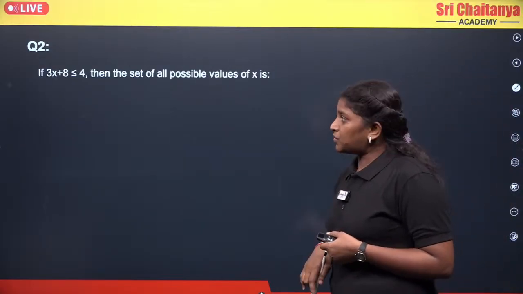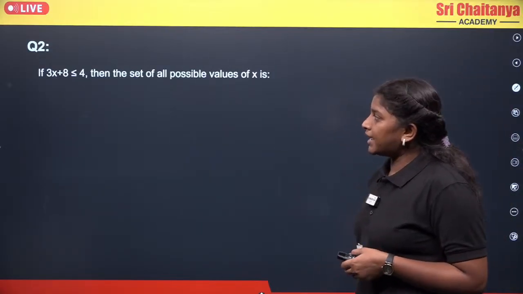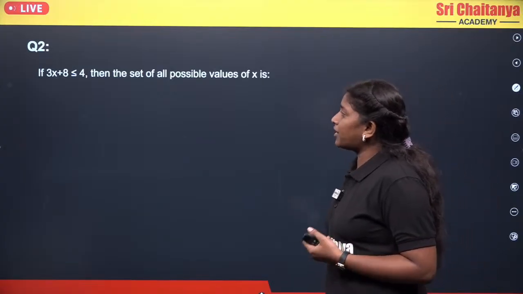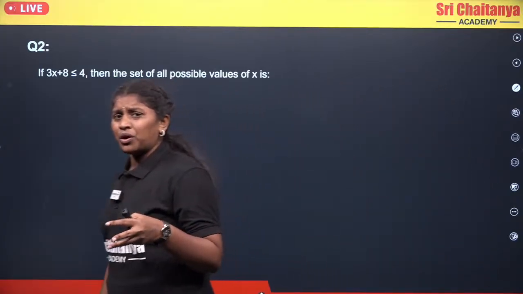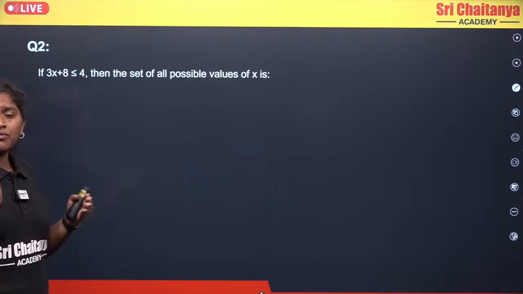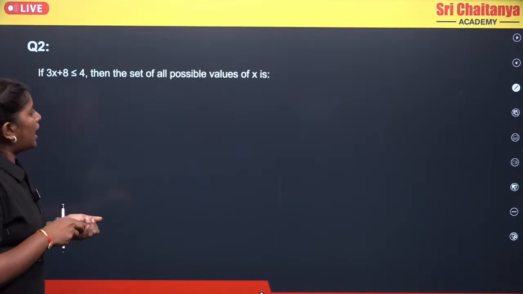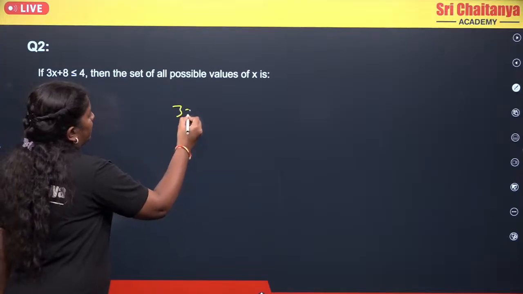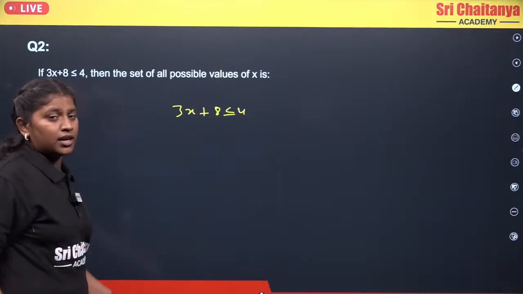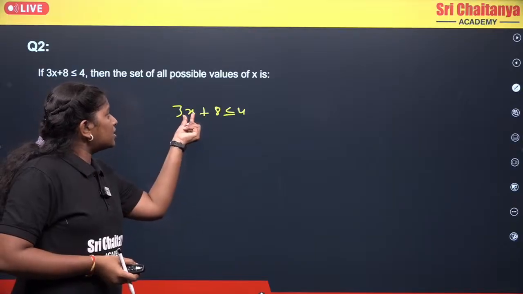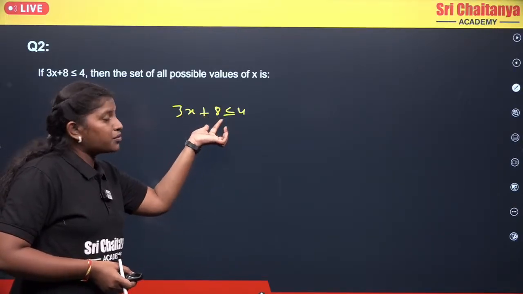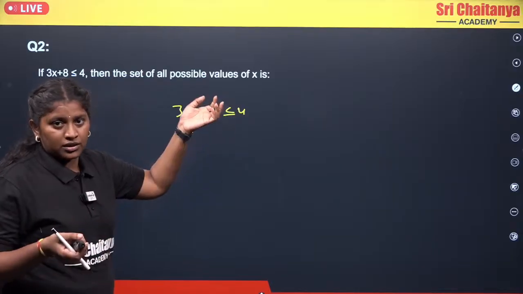Coming to the next one: if 3x plus 8 is less than or equal to 4, then the set of all possible values of x is. Whenever you have inequalities, try to eliminate one by one. Here I have the inequality 3x plus 8 less than or equal to 4. Now I need to get the possible values of x. For that, first of all, we will try to eliminate the constant.